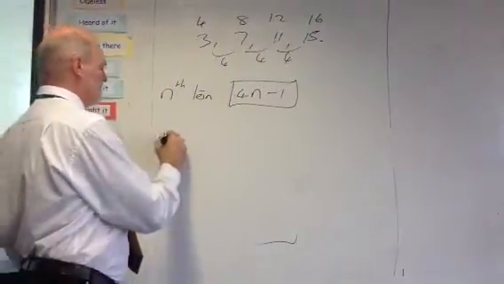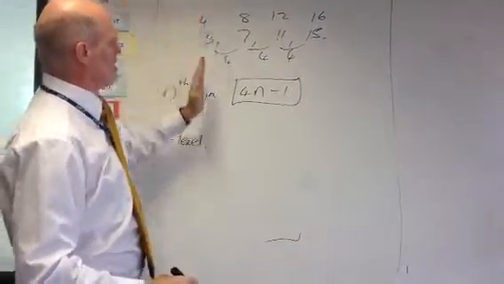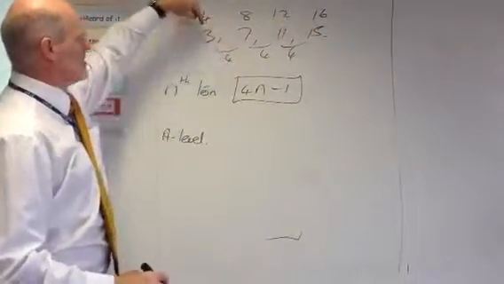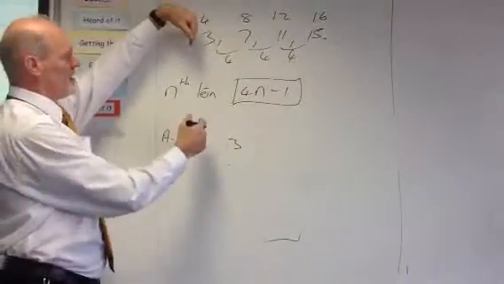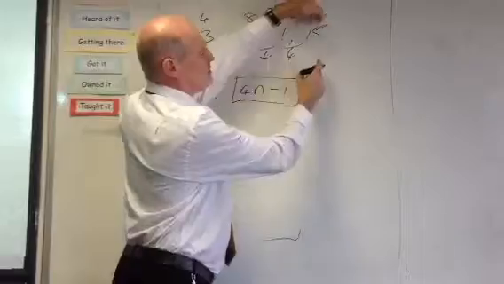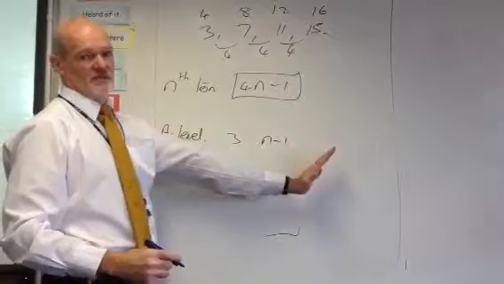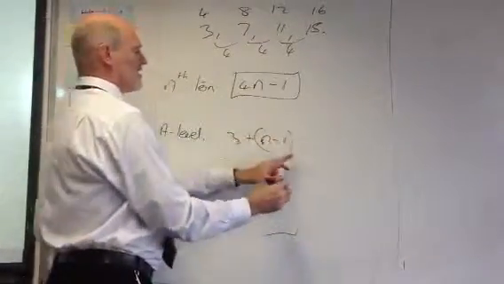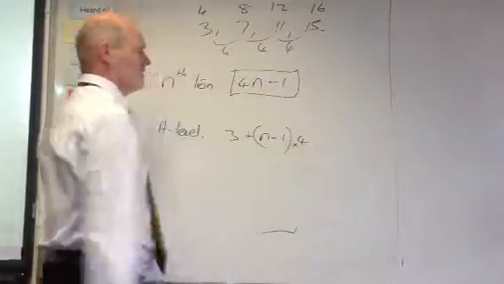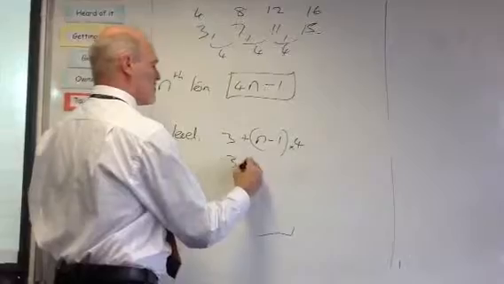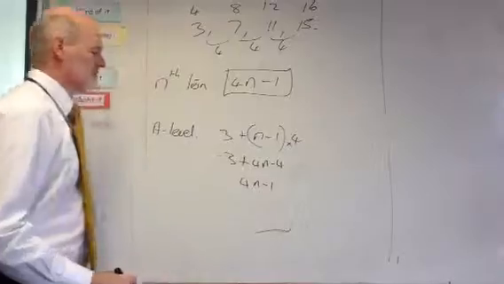If I do it at A level, rather than look at the 4 times tables, he looks at the first number and calls that the first number. He then says, I've got n minus 1 numbers left. And I've multiplied each of these n minus 1 numbers left by 4. If I work that out, I get 3 plus 4n minus 4, which is equal to 4n minus 1. Same thing.